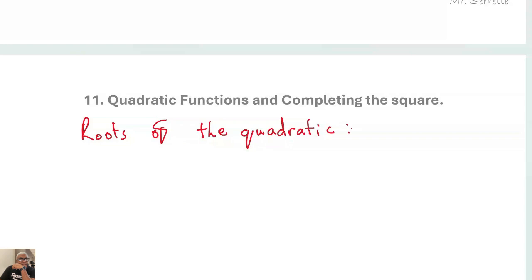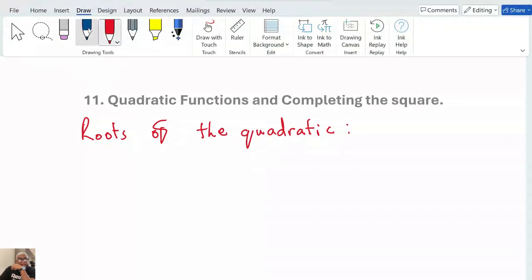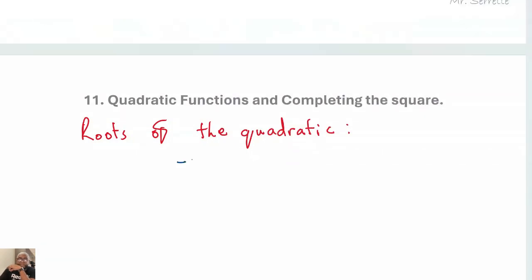Right? So this will be given by, I have my quadratic function, which is actually negative x squared plus 5, and I'm going to put this equal to 0. Right? Why am I putting this equal to 0? It is because I'm trying to find the values of x when y is 0. Right? So that's why I put this equal to 0.